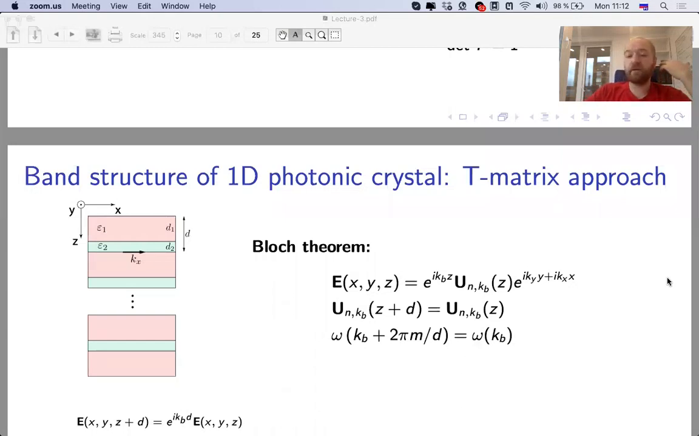Can we find a non-trivial solution for Maxwell's equations in such a form? The answer is positive. Yes, we can find the solution in this form, but only if omega, kx, ky, kb, and n satisfy some equation. So it's possible, but not for arbitrary kx, ky, kb and n. It's possible only for specific parameters, if they satisfy some equation. And this equation is called the dispersion equation. We need to find the dispersion equation in order to find the dependence.